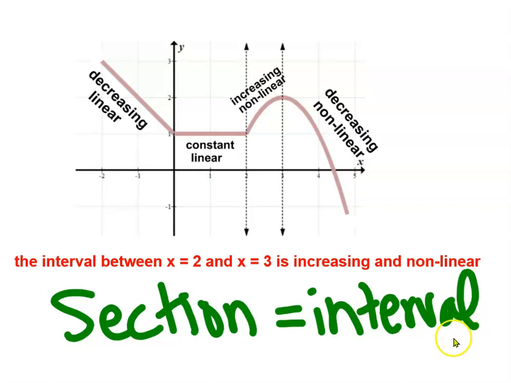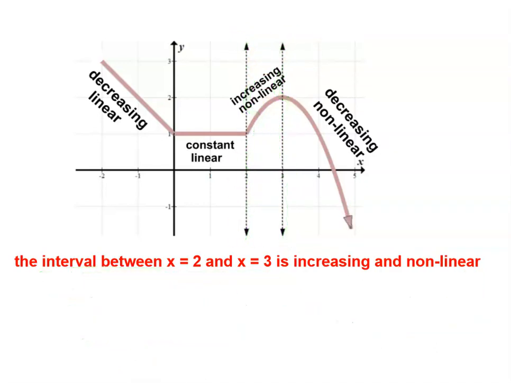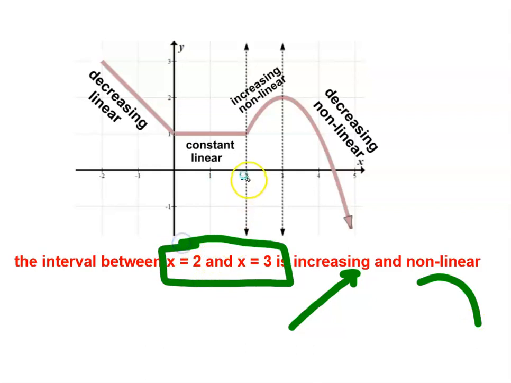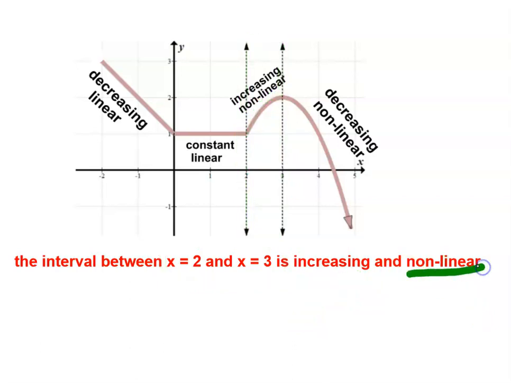So if I say to you in this red sentence here, the interval between x is 2 and x is 3, which is this area here in between, is increasing, that means it's moving upwards, and nonlinear, which means it's curved. So let's look at that section between x is 2 and x is 3. In this interval, you'll notice that the graph is increasing from left to right, and it is curved, which makes it nonlinear.